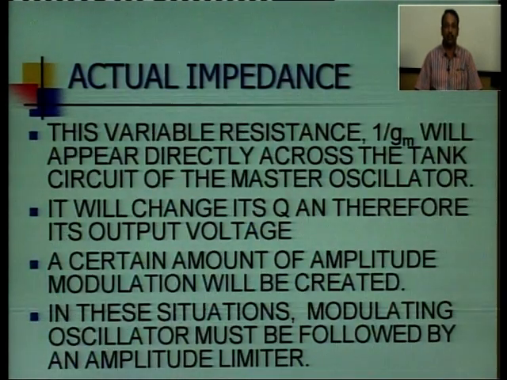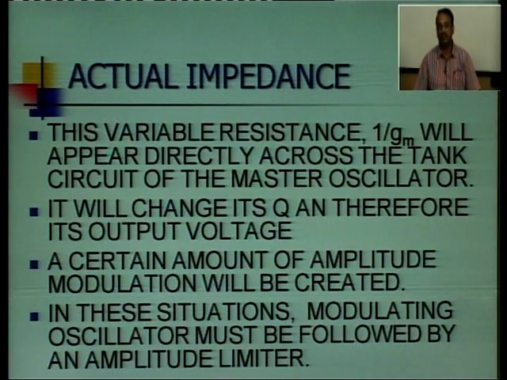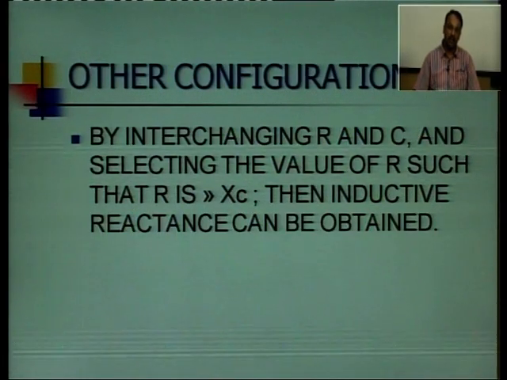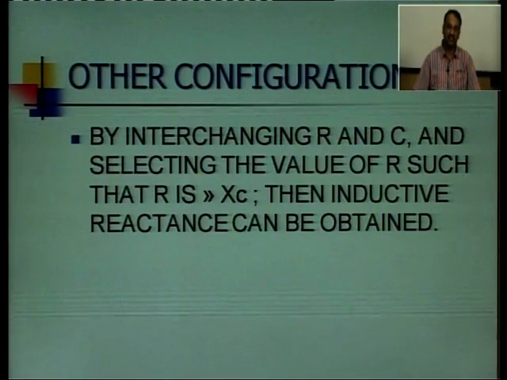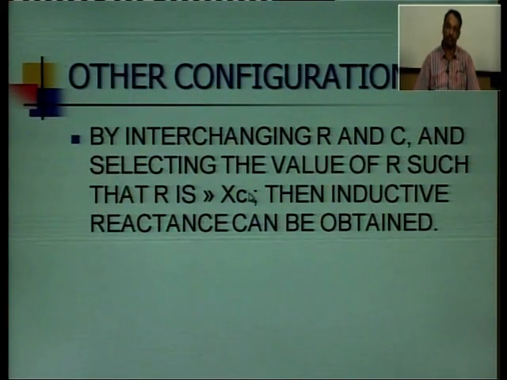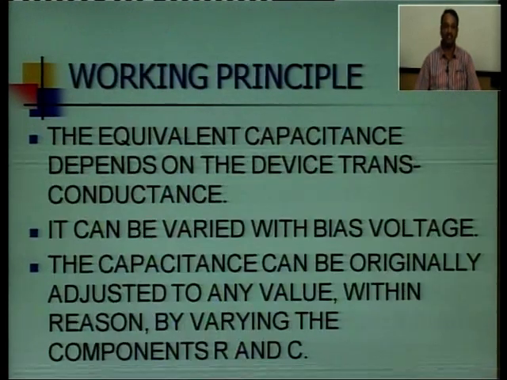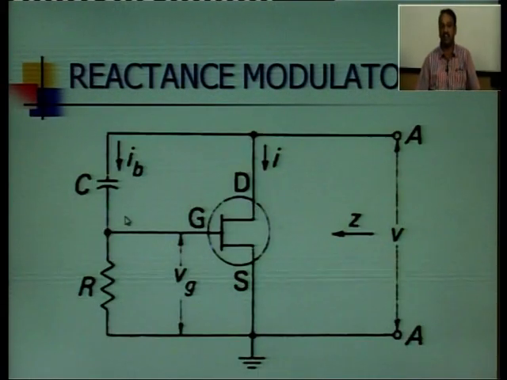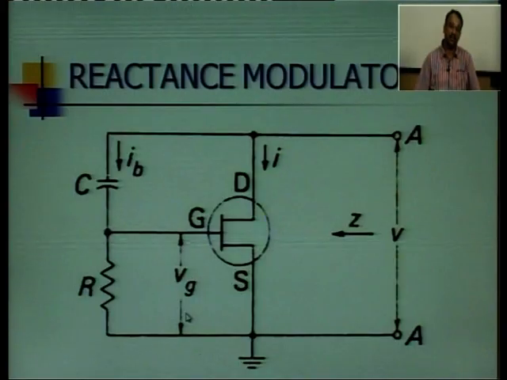So, Xc, there are two assumptions made. Bias current IB must be negligible as compared to drain current I, and second one is Xc must be very greater than R. By interchanging R and C and selecting the value of R such that R is very greater than Xc, already we assumed that Xc is very greater than R. Here we discuss that by interchanging the values of R and C in this first diagram, and by making R very greater than Xc, we get variable inductive reactance.